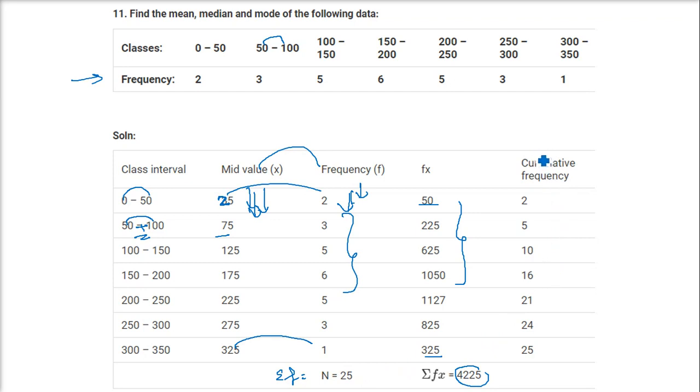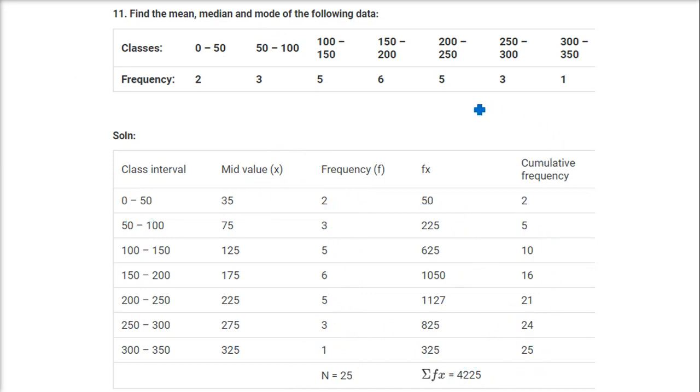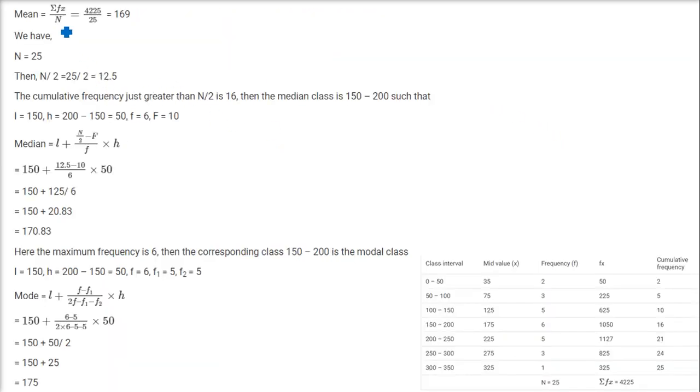And now let us take the cumulative frequency also. Why? Cumulative frequency is necessary in order to find the other central tendencies. So 2 plus 3 is 5. 2 plus 3 plus 5 is 10, 10 plus 6 is 16, 16 plus 5 is 21, 21 plus 3 is 24, 24 plus 1 is 25. So we have cumulative frequency also. Now here just sigma Fx by sigma F, that is n, will be our mean. So 4225 by 25 is our mean, 169 will come.